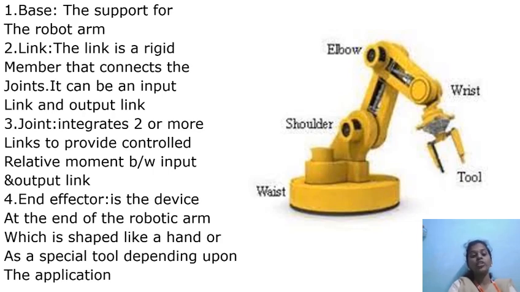And what is a joint? It integrates two or more links to provide controlled relative movement between input and output. Here the joints are shoulder, elbow, wrist. These are the joints of this robot. And what is end effector? It is the device at the end of the robotic arm which is shaped like a hand or a special tool depending upon the application. Here the tool is called the end effector because it is the last, and it is also called the arm.